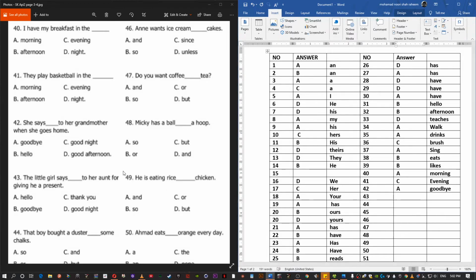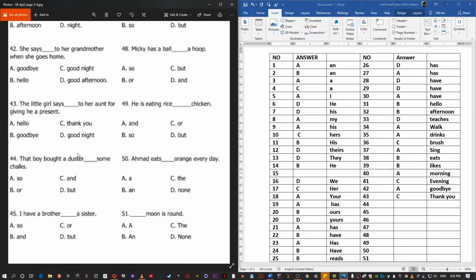Okay. 43. The little girl says to her aunt for giving he a present. This is wrong. The little girl says to her aunt for giving her, ni kena makan ni, for giving her a present. Okay. So when somebody gives you a present, what do you say? You say thank you lah. 43 is C. Thank you.